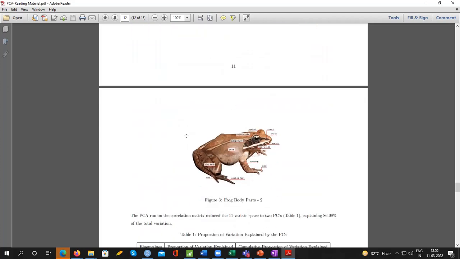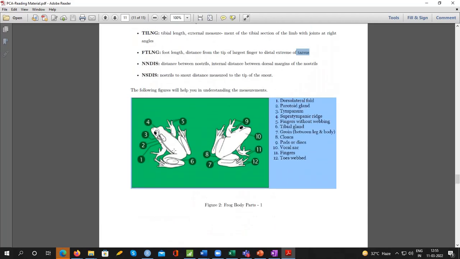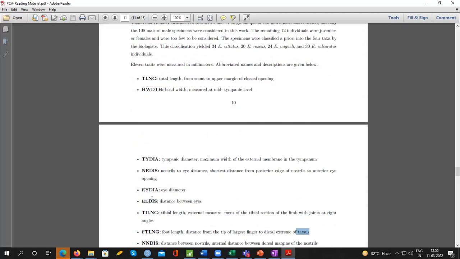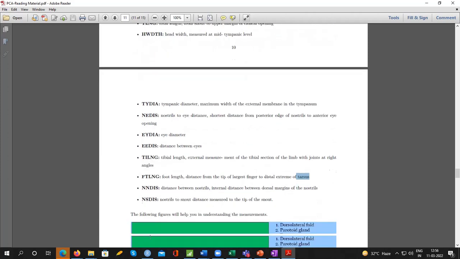Why have I listed all these measurements? First thing, you should appreciate the data. Biologists have taken these measurements, which means how much effort they have to take. See how many variables they have recorded. I haven't given a count. Okay, 1 2 3 4 5 6 7 8 9 10. So 10 variables for 108 frogs.